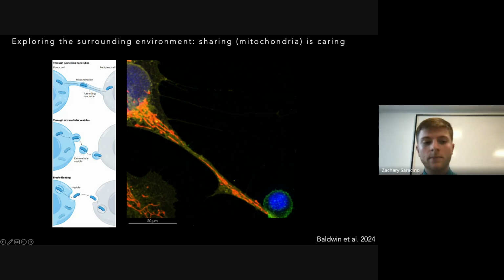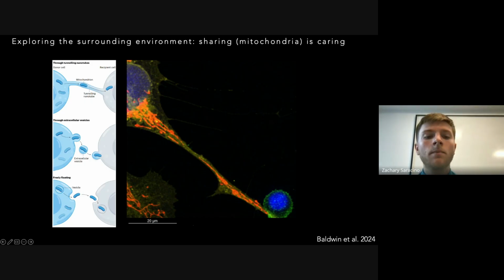And then finally, what I thought was super interesting is that some mitochondria actually get transported in this free-floating mechanism, where they basically come out of the donor cell and are naked, if you will, in the extracellular matrix, and then get engulfed by the recipient cell and become a part of their cytoplasm.